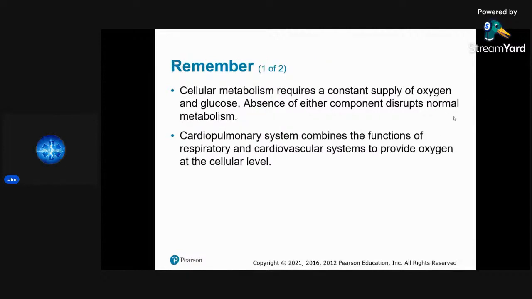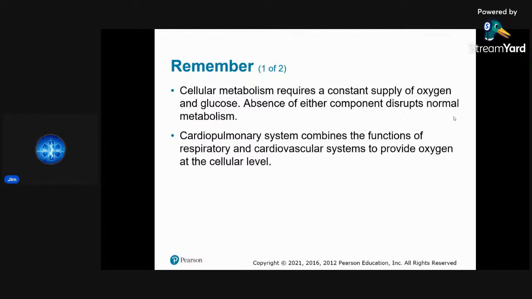Cellular metabolism requires a constant supply of oxygen and glucose. If something happens to either one, it's going to disrupt normal metabolism. You go from aerobic to anaerobic. Remember the differences. Aerobic is our normal metabolism, where we take oxygen and glucose and turn it into ATP. The cell burns it and produces CO2, or carbon dioxide.